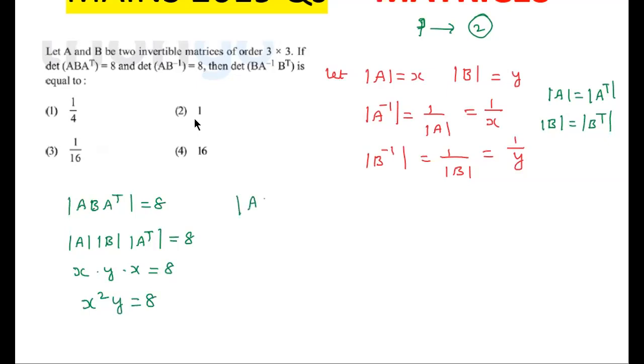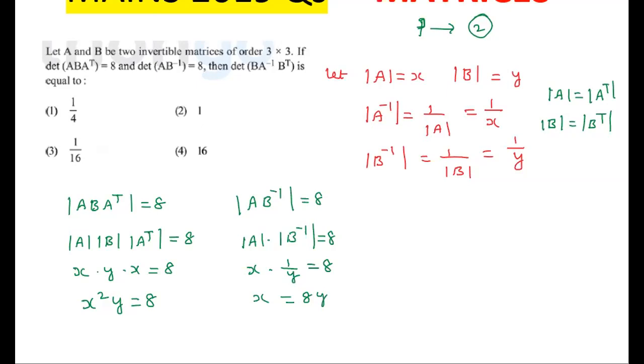Second condition given. Det of A, B inverse is equal to 8. What is the formula here? Det A into det of B inverse, that is equal to 8. Det A value is X. Det of B inverse means 1 by Y, that is equal to 8. Now finally, what is X? X is 8Y.